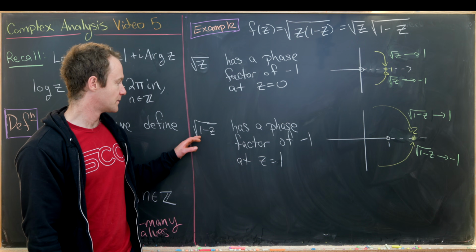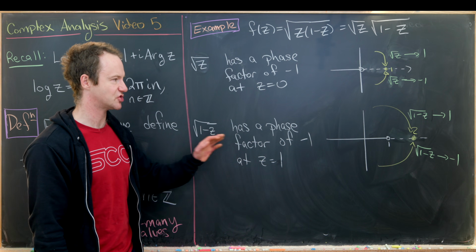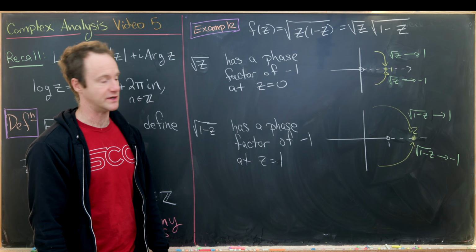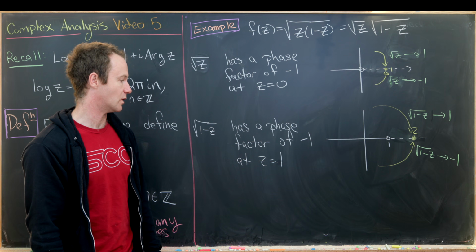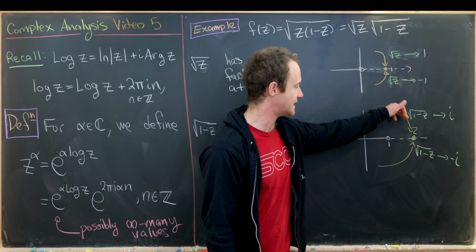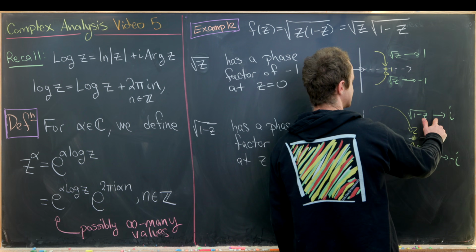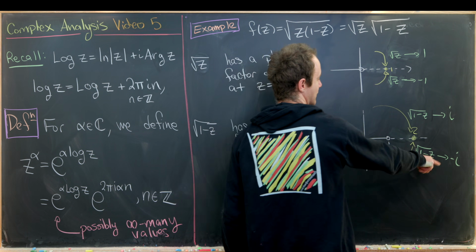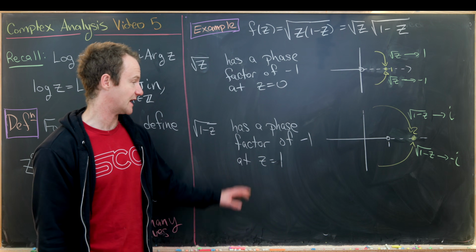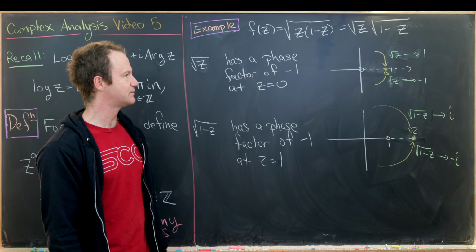Then furthermore, the square root of 1 minus z is essentially the same kind of thing, just shifted over 1 unit. So this has a phase factor of -1 at z equals 1. And here we can see if we approach the number 2 from the arc above, this square root of 1 minus z will approach i, whereas if we approach it from the arc below, it will approach -i. So that's going to be that phase factor of -1. Okay, so now let's put this all together.